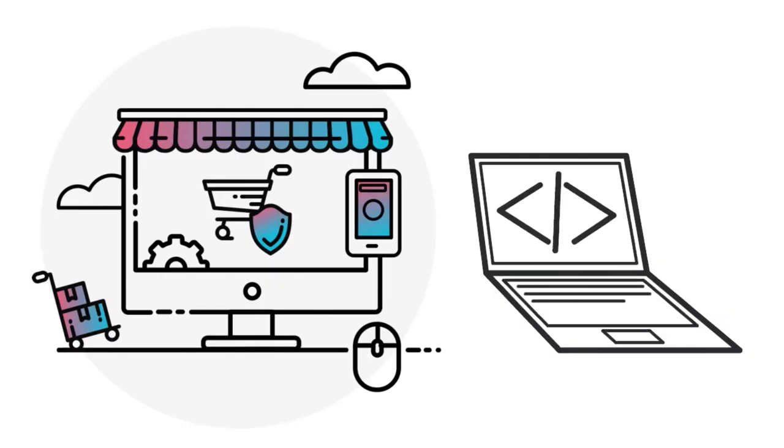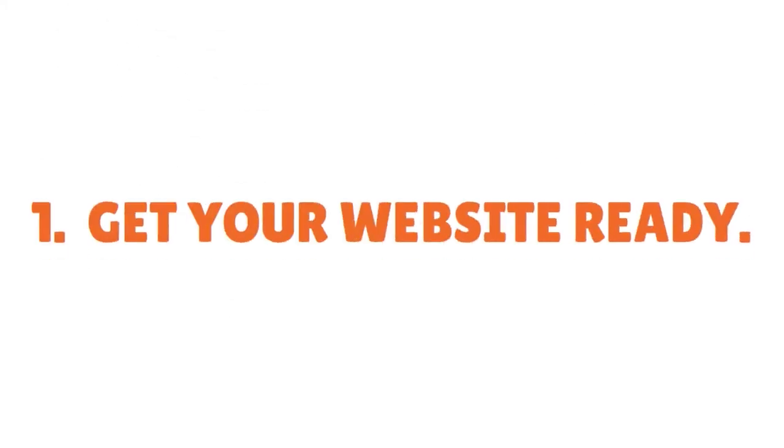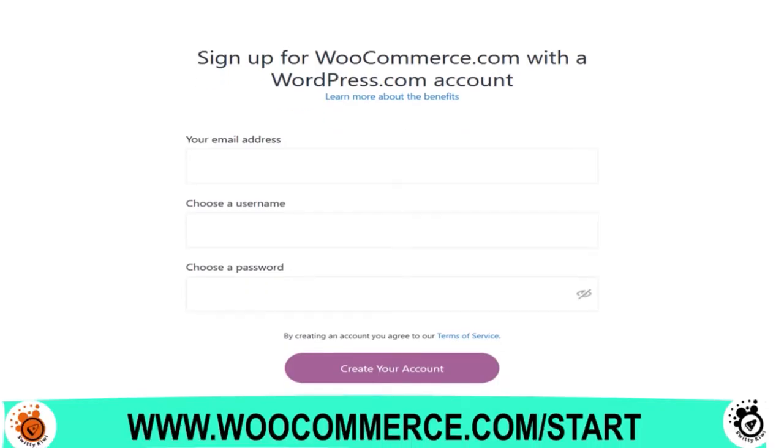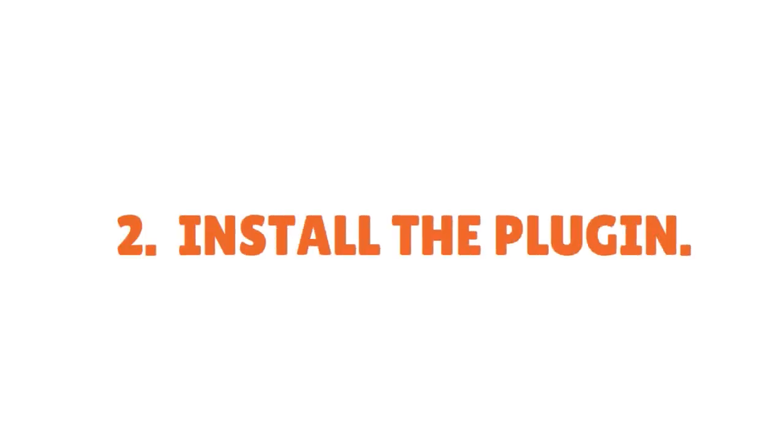So first, step number one, get your website ready. If you're starting from scratch, I want you to head to WooCommerce.com/start to get a basic site in place. If you already have a self-hosted WordPress site or a WordPress.com site with a business plan, you want to head to the plugin section of your dashboard to search for, add, and activate the WooCommerce plugin. It is a plugin, all right?